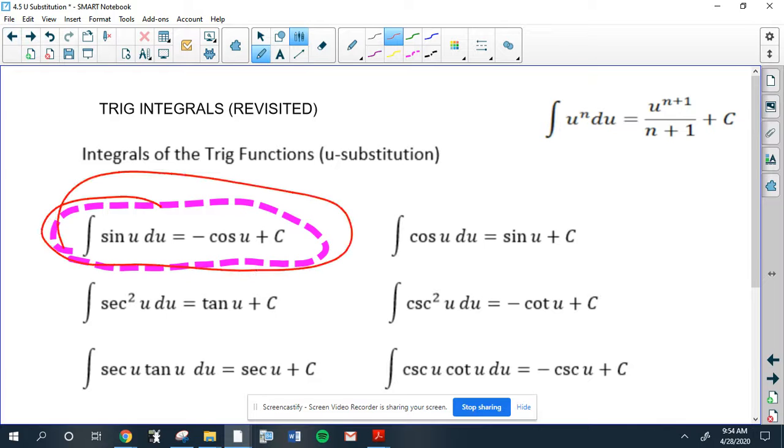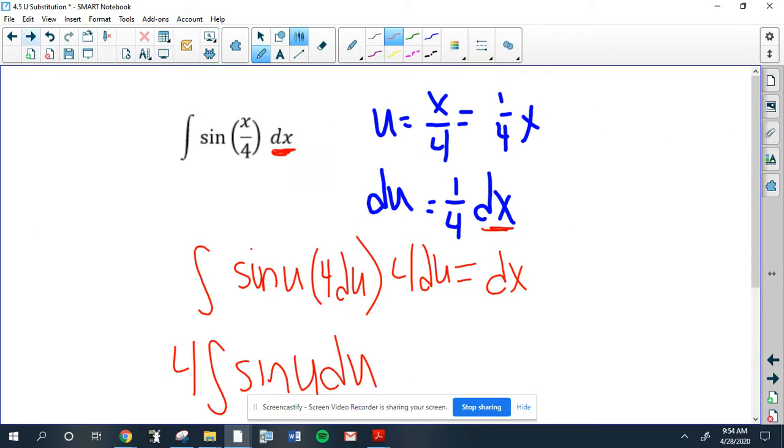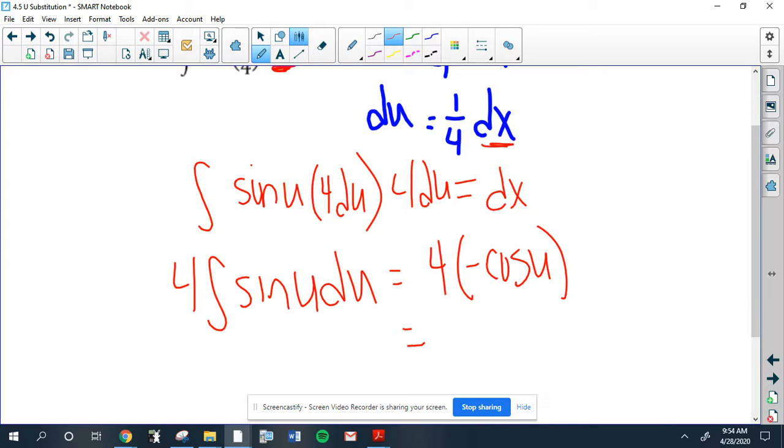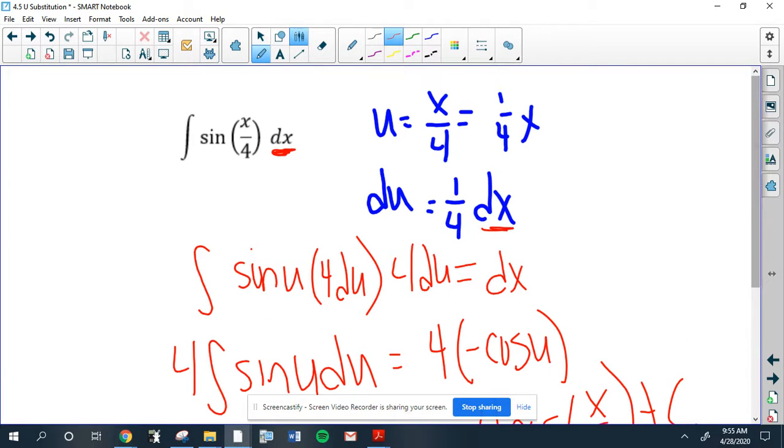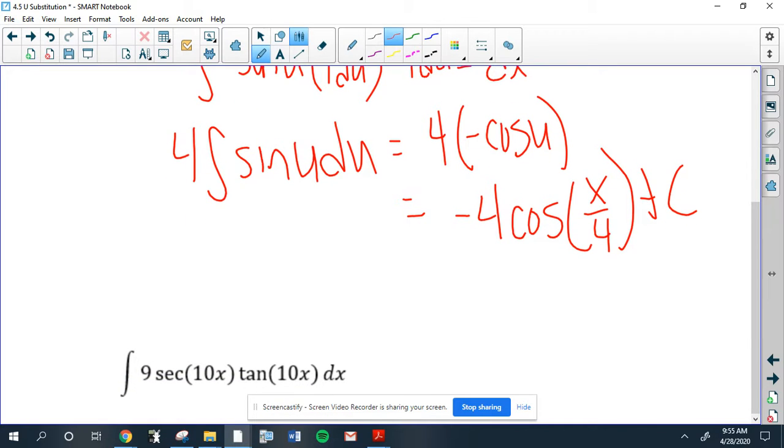That fits this. Now we can integrate. So the integral of sine of u du is negative cosine of u. So this is 4 times the negative cosine of u. Plug the u back in to get our final answer of negative 4 cosine of x over 4 plus c. So you can see the method of doing this is the same with all the previous functions where they weren't trig, they were just algebraic. So the process should be, hopefully you're getting very used to it.